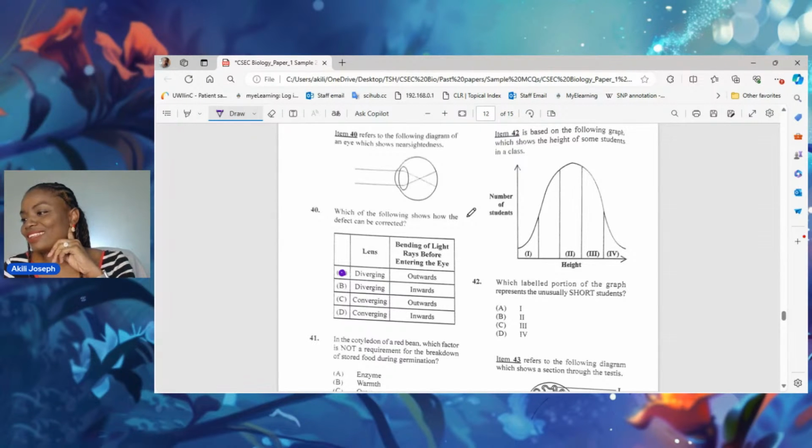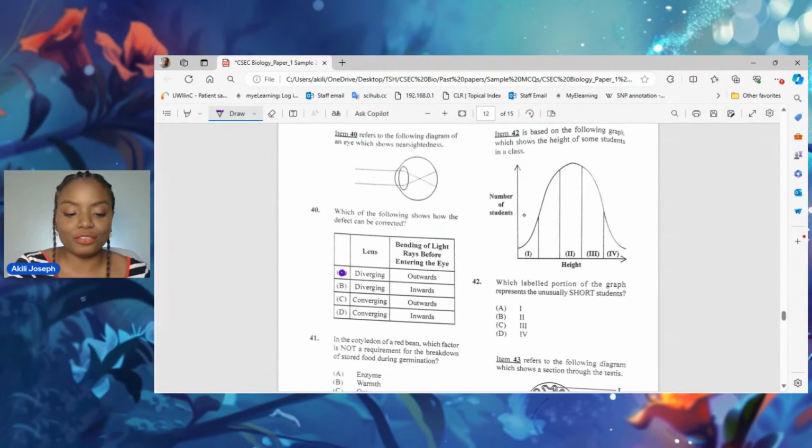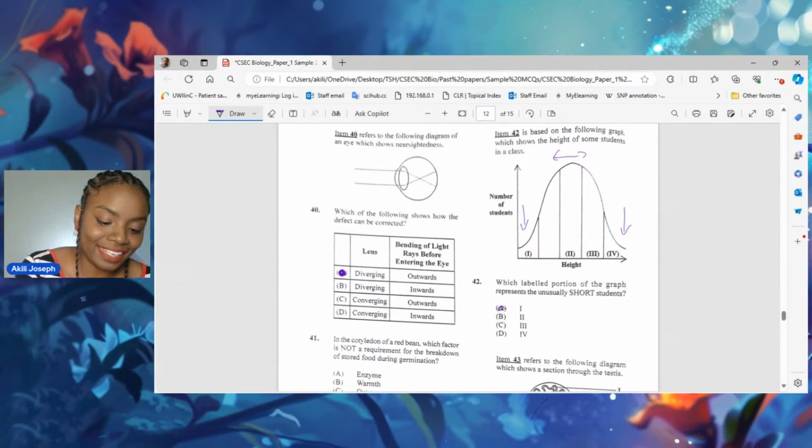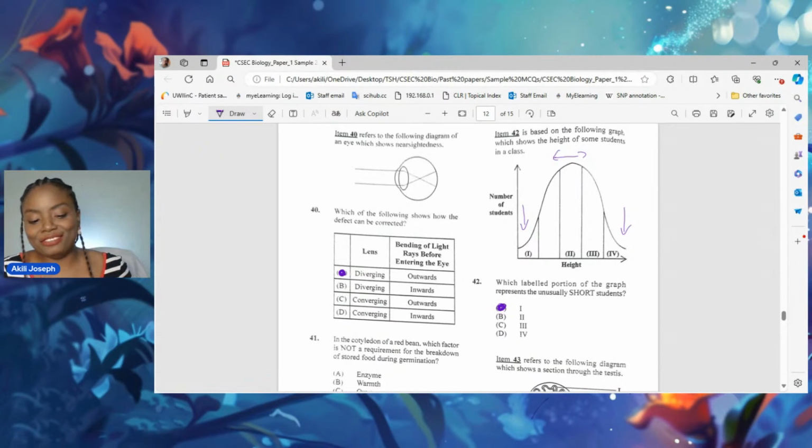Yeah, but it's going to be A, right? So this shape of graph is called the normal distribution. You're going to have those on the lower end of the spectrum being here, those on the upper end of the spectrum being here, and those in the middle with the highest frequency is going to be your mid or your average. Yeah, it's really disrespectful though. But the answer is A. Your unusually short individuals are going to be on that first part of the curve over here.